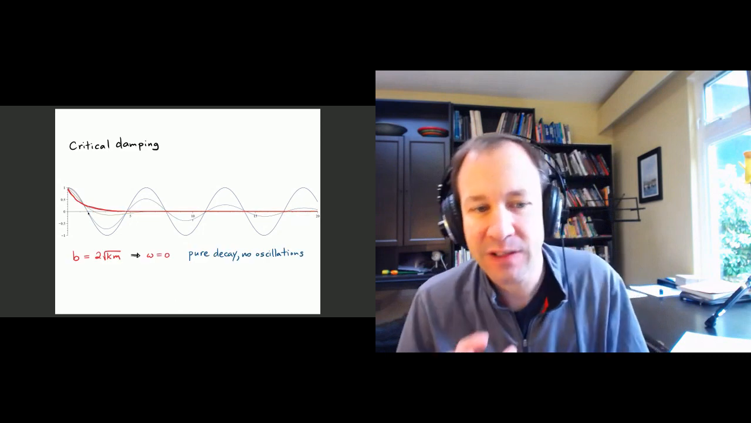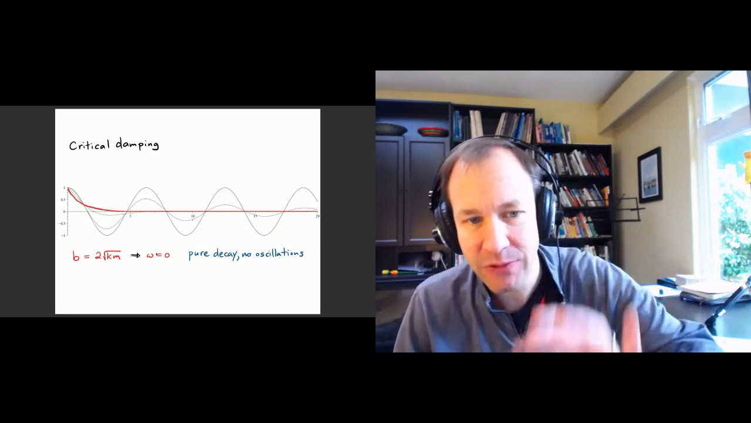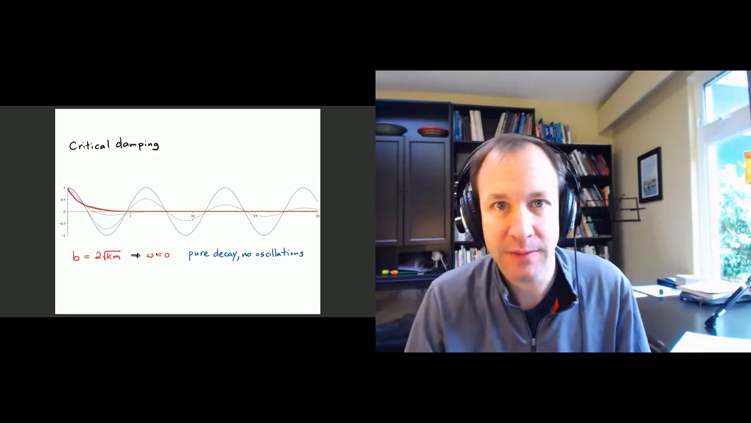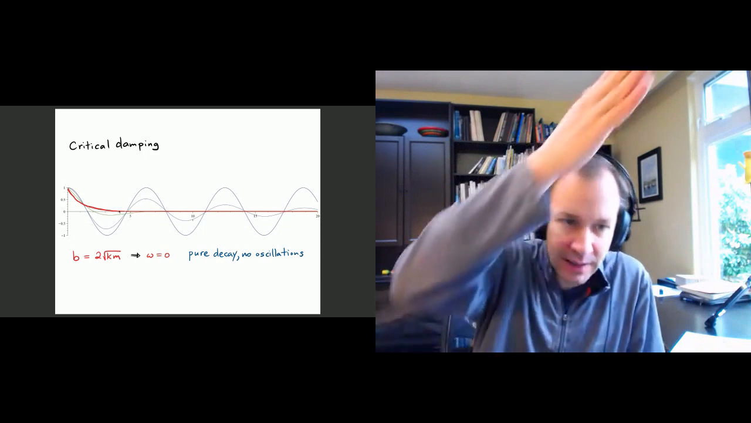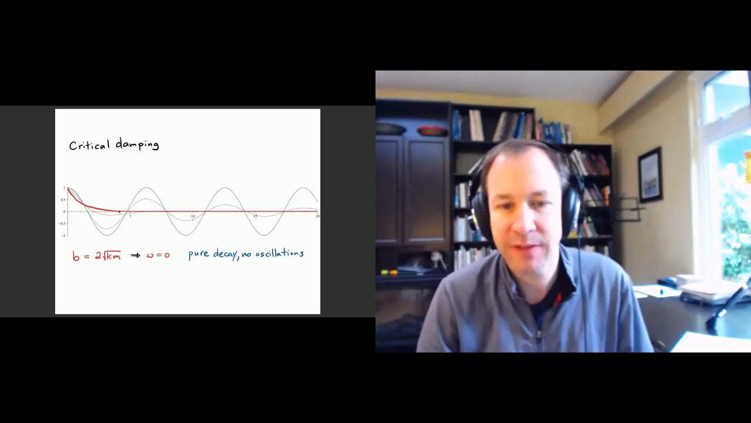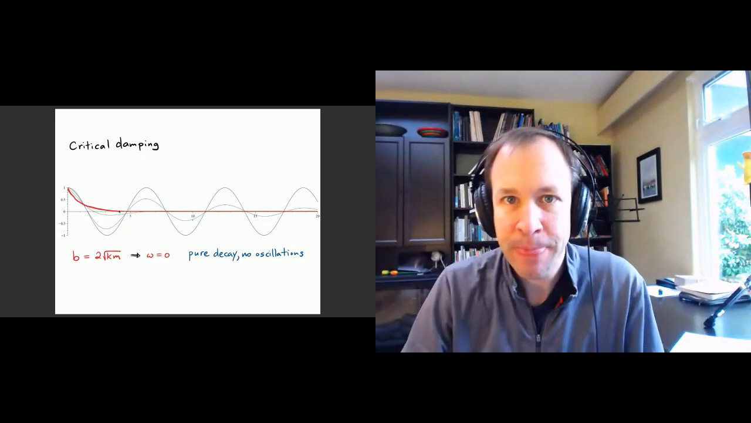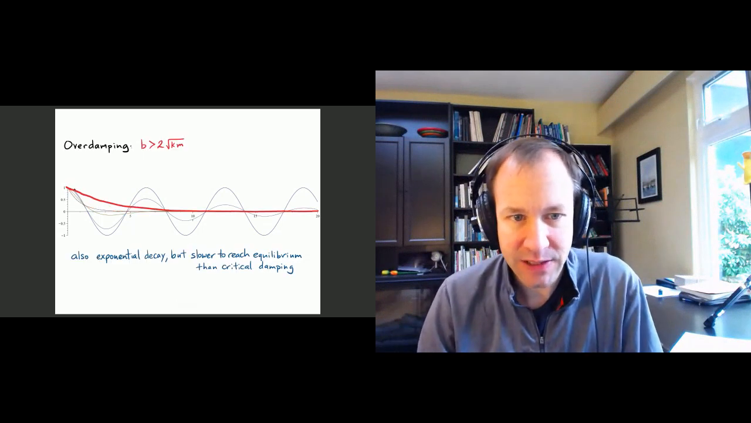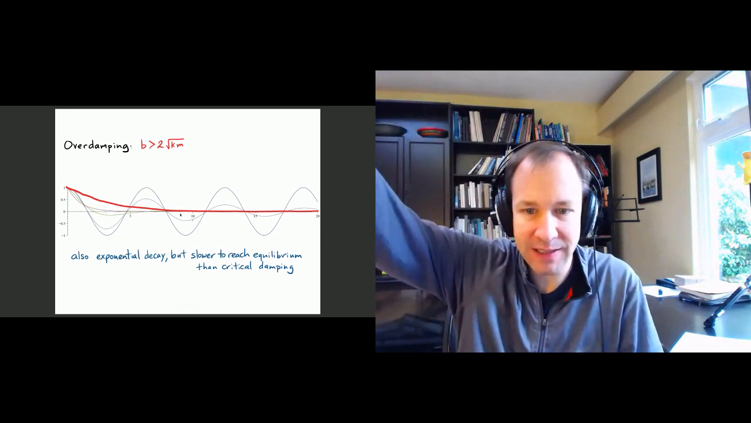And then finally at critical damping, where according to our equation the frequency goes to 0, what you find is there's just no more oscillation at all. And in that case, we have a pure decaying exponential function. And that's also true as you increase B above the critical value, you get an exponential that actually decays slower and slower as you increase the value of B.